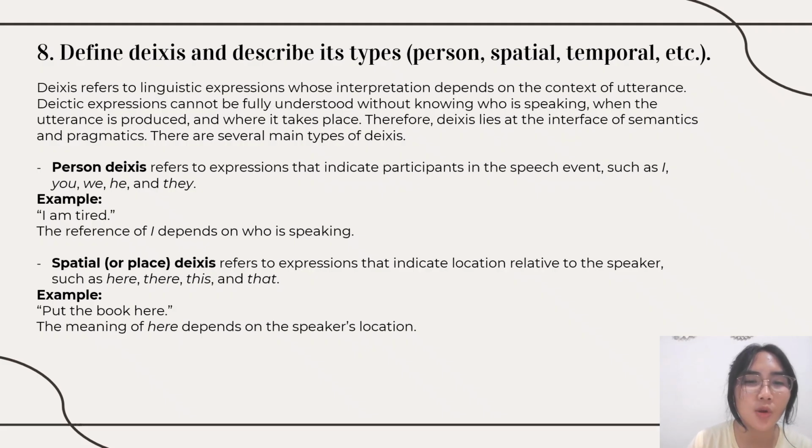And the next is spatial or place. The axis refers to expression that indicate location relative to the speaker, such as here, there, this, and that. An example is put the book here. The meaning of here depends on the speaker's location.